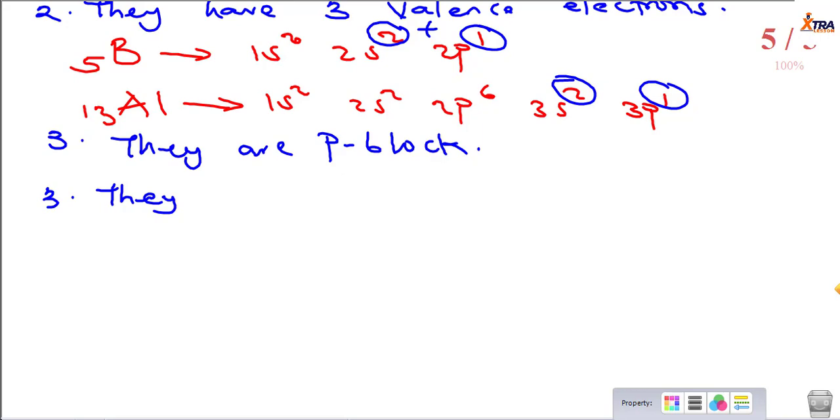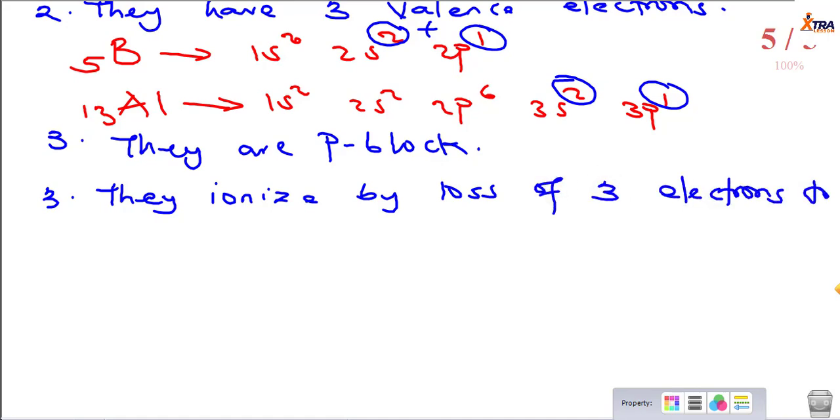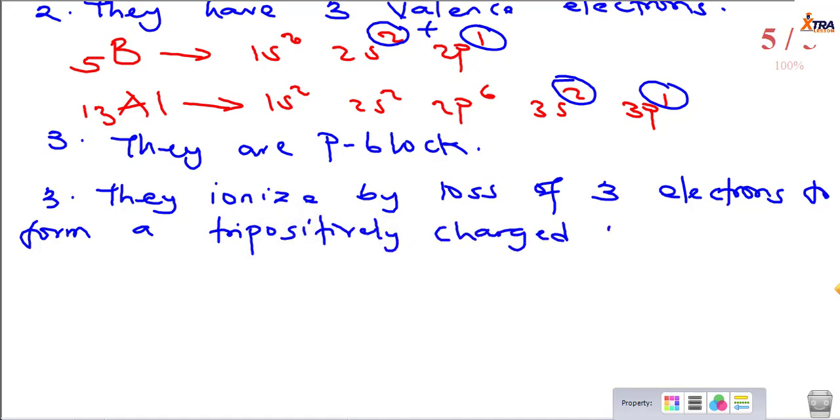And what do they form? A tri-positively charged ion. So they form a cation because they lose electrons. But what kind of cation? A tri-positively charged ion. They ionize by loss of 3 electrons, which is the 3 valence electrons they have, to form a tri-positively charged ion in their solution.